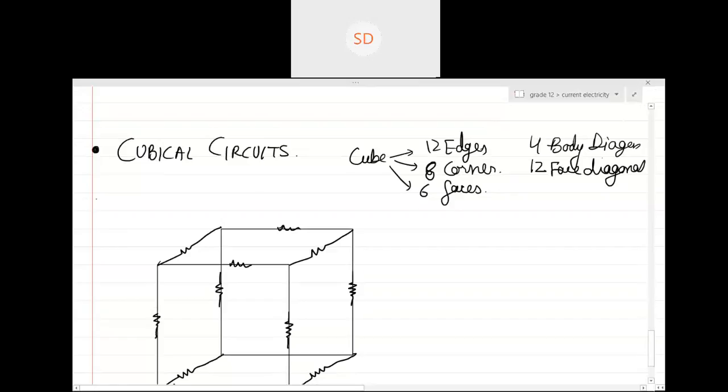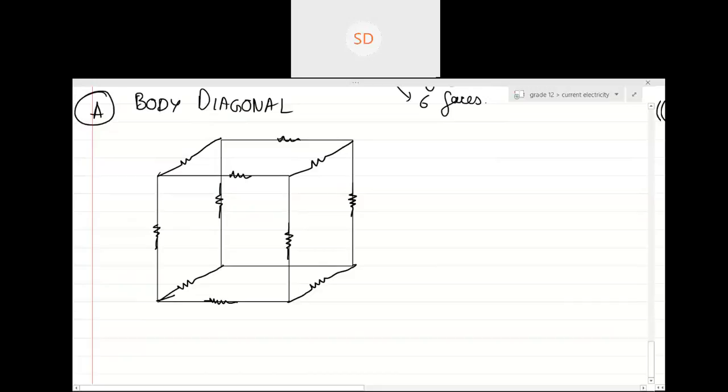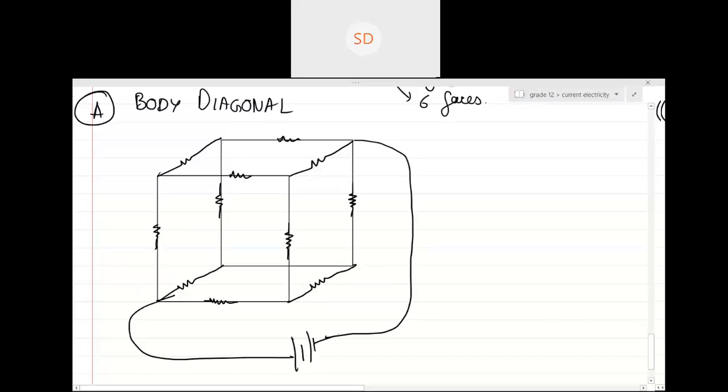Now, the first connection which I am making in this cubical circuit is along the body diagonal. So basically, I am calculating the net resistance along the body diagonal. So what will I do? I'll connect this to a battery. Can you see the body diagonal has been connected across a 100-volt battery? First method which I am solving is using KVL, which is your school point of view.